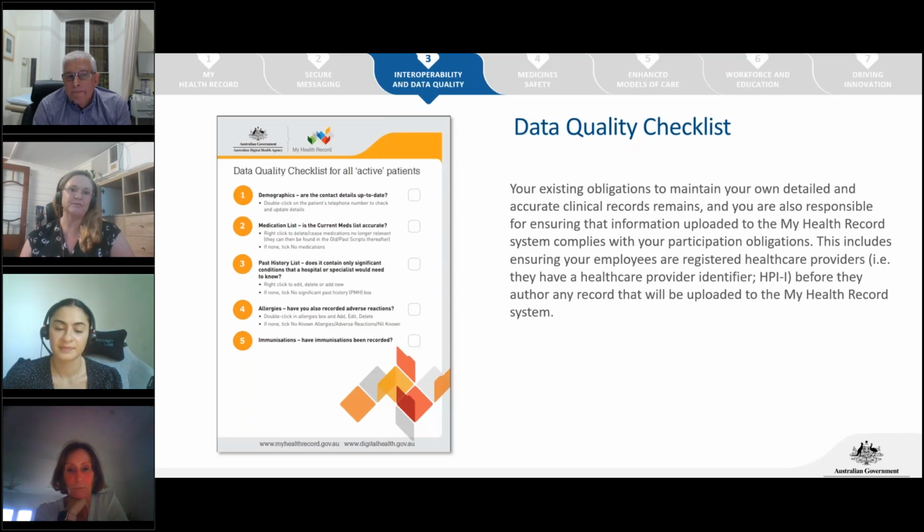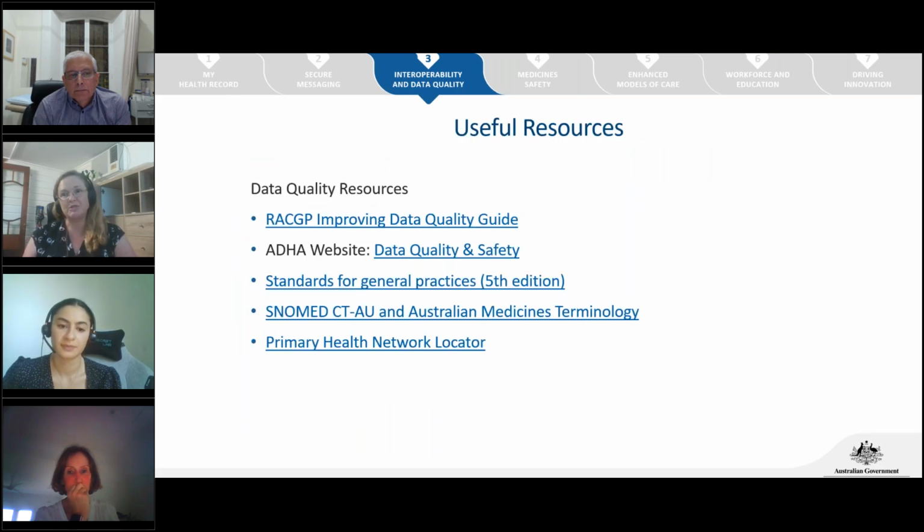Just to finish off for tonight, we've got a data quality checklist. This checklist is really handy for you to go through to help you with the data quality, and it's available on our website. We also have some useful resources, including the RACGP improving data quality material, and especially the SNOMED and Australian Medicines Terminology. And we've also got the Primary Health Network locator.